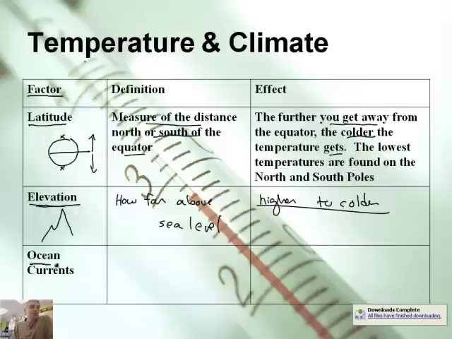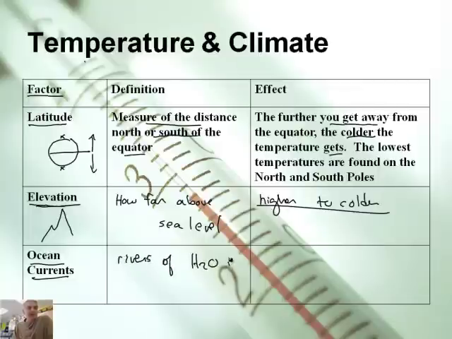All right, what about ocean currents? Now, we've talked about this in the previous section. Ocean currents, of course, are rivers of water in the ocean. Now these affect, it really depends. Sometimes you would have a warm current, and sometimes you might have a cold current.